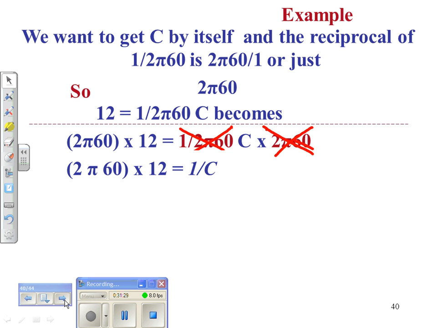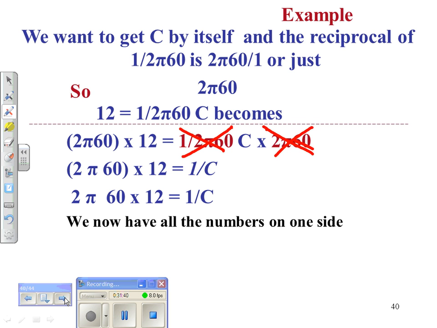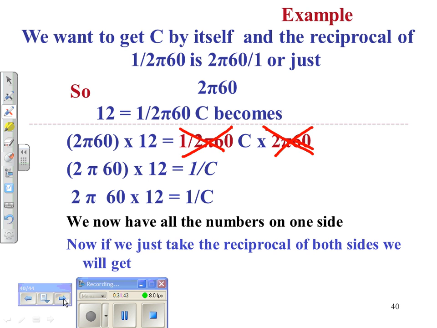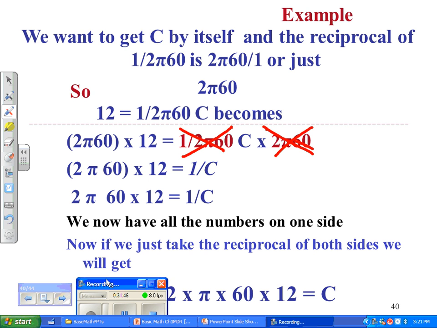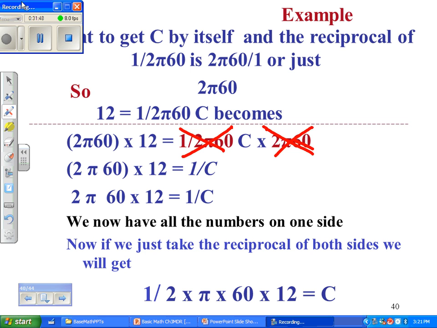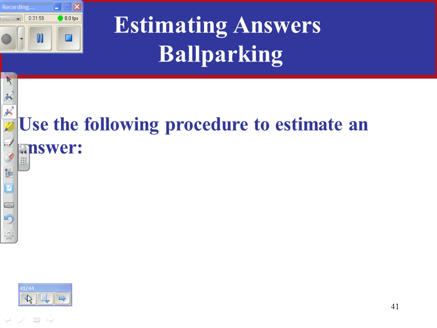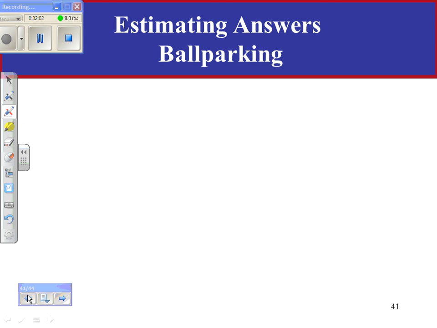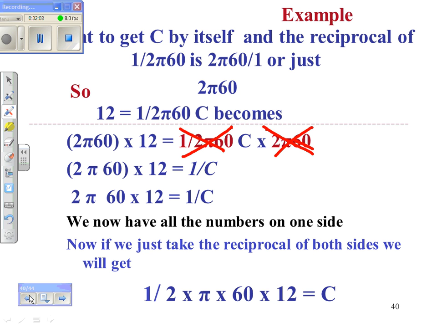But now I have this number, and this is a solid number, right? This is a real number. 2 pi, and we can turn that pi into a number. But we now have all the numbers on the left side. Get this thing out of here for a second. And so we have 1 over 2 pi 60 times 12. Let's go back there just for a second. Uh-oh.